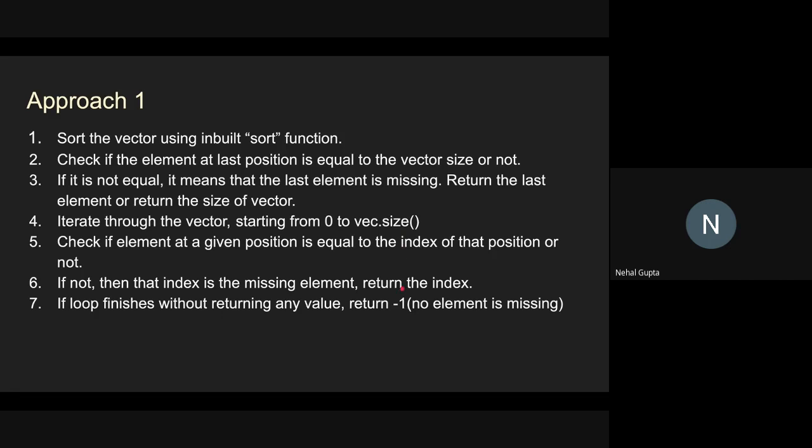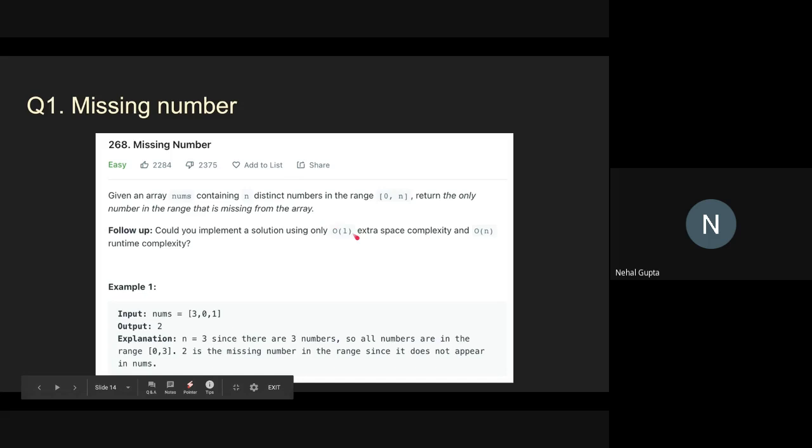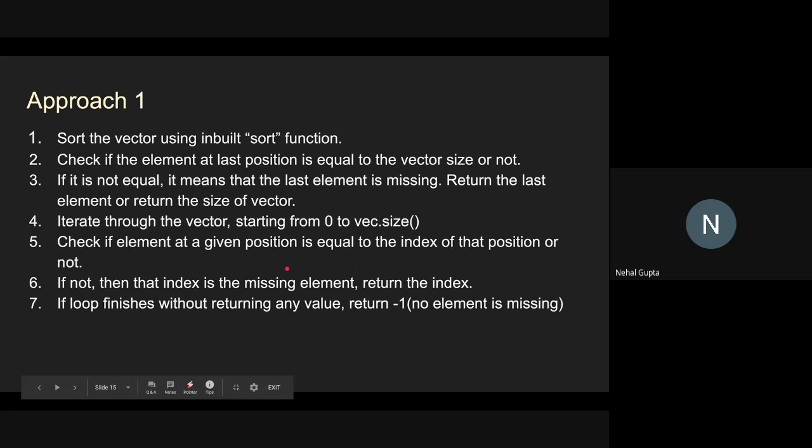Now listen carefully. At every position, you check if the index of that position is equal to the element at that position or not. Because first of all, we have sorted the vector. When we sort it, if there is no missing element, then by logic, the zeroth element should have zero present on it. The element at first index should have one present on it, right? So you perform a check of the index at a given position and the element present at that index. In case those two values do not match, then you know that you have a missing element. The missing element is equal to the index of that element.